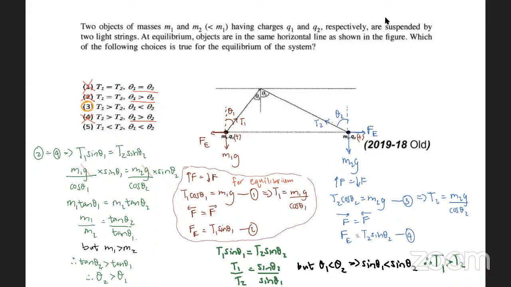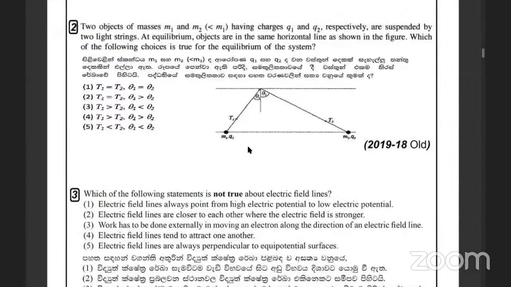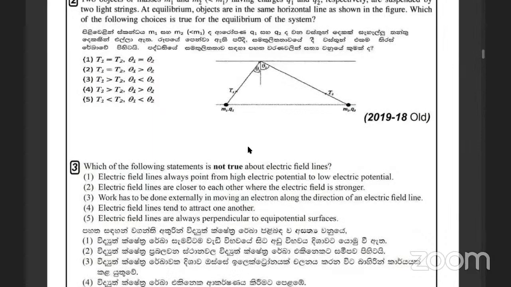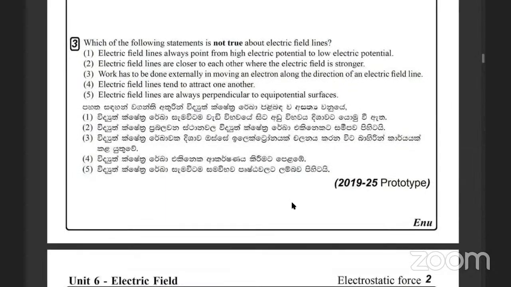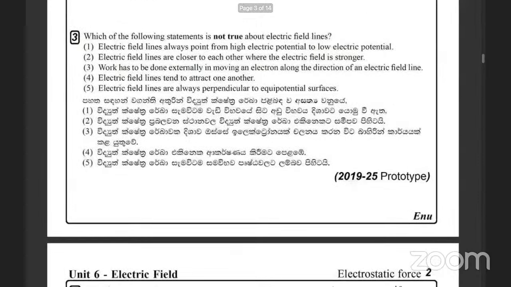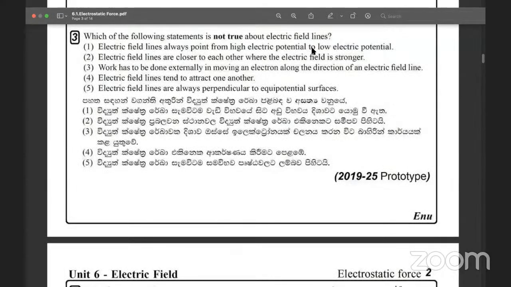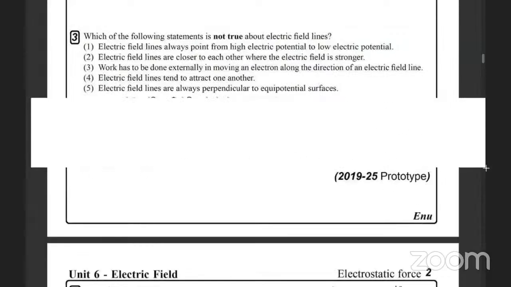Right, we'll move on to the next one now. Next question is the third one. This is from the prototype paper. I think we have already discussed this. Give me a minute, I'll finish it quickly. Third one in the sense, the question from the 2019 prototype paper, 25th MCQ.